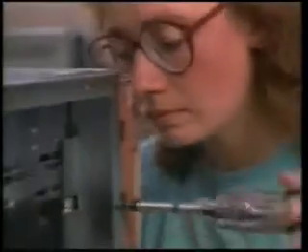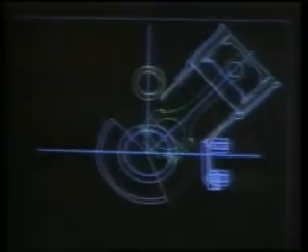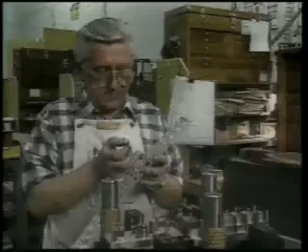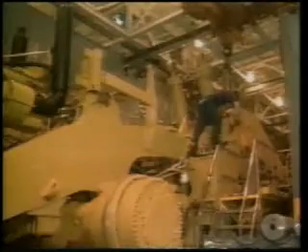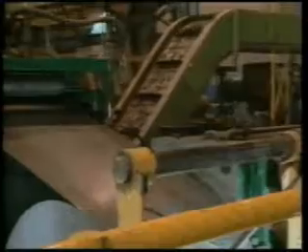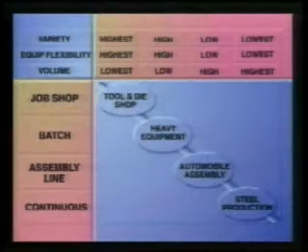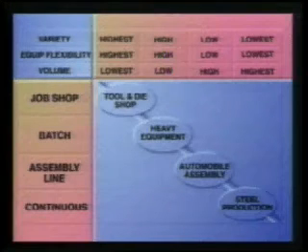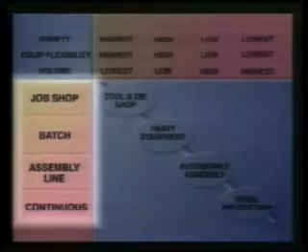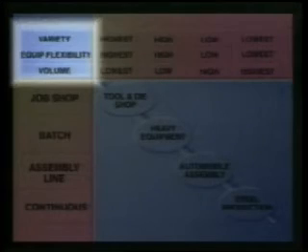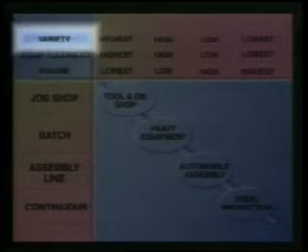Manufacturing operations can be broken down into 4 general processes: job shop, batch processing, assembly line, and continuous process. This product process matrix graphic shows the relationship between these 4 processes and the 3 main variables of each: product variety, equipment flexibility, and production volume.